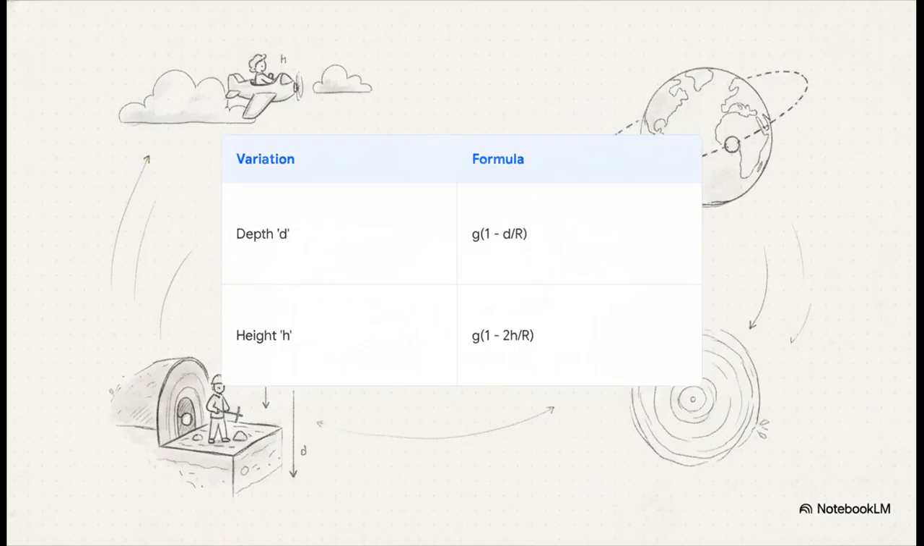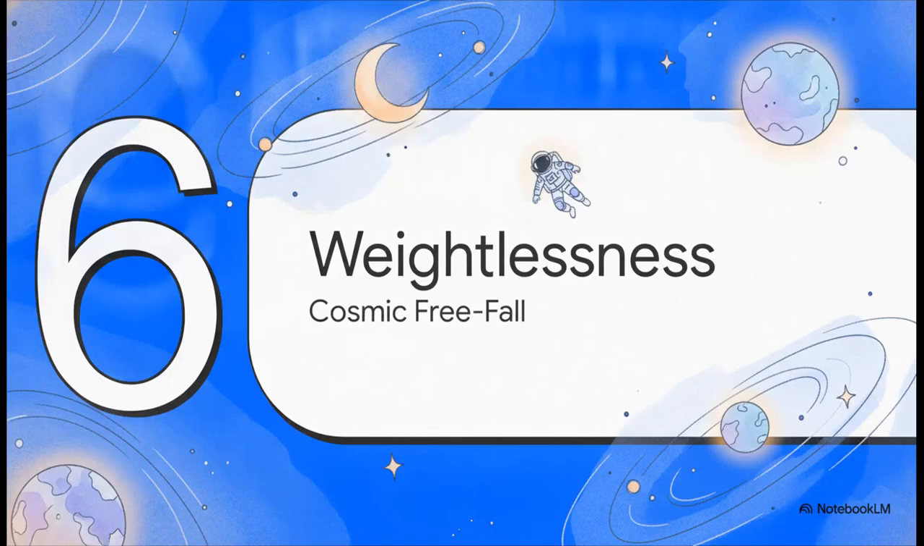The big takeaway from these variations is that Earth's gravity isn't just a static 9.8 meters per second squared everywhere you go. It dynamically weakens. Whether you dig a deep tunnel way down into the Earth at depth d or fly high above it at height h, the gravitational field drops off based on these specific proportional multipliers. It's constantly shifting. And finally, Section 6, the weightlessness phenomenon.